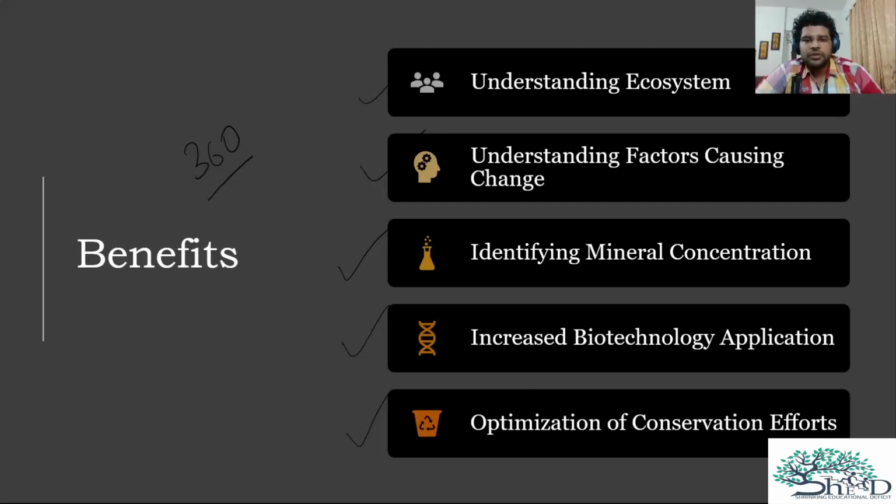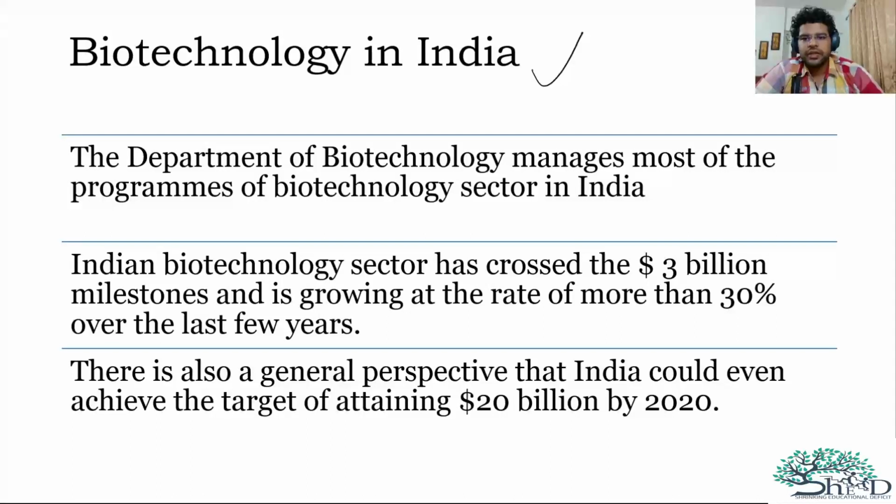To create a process which has the best output to input ratio. So we need to optimize the conservation efforts, and for that we need data, and that data can come from this project only. All right, coming to the next topic, which is biotechnology in India. Here I will give you some facts which you can use anywhere, and which will also help you get a clear picture of how things are moving in India.